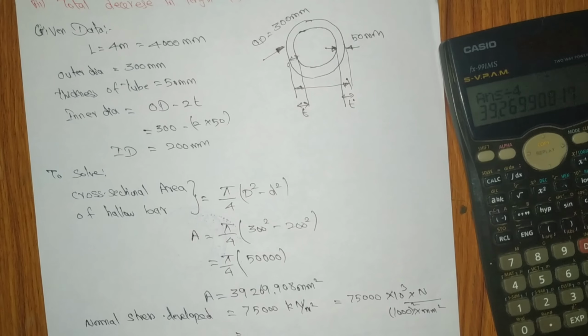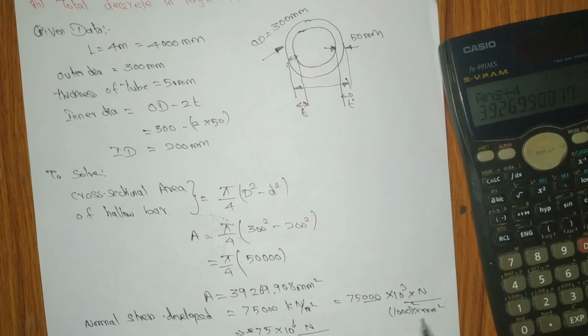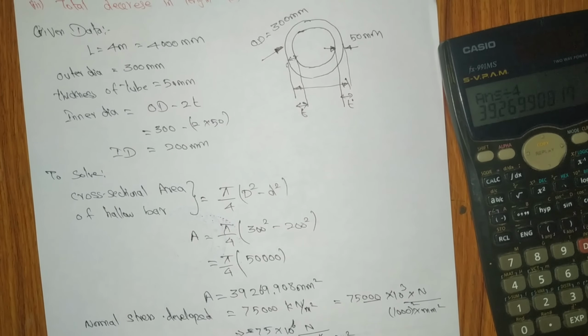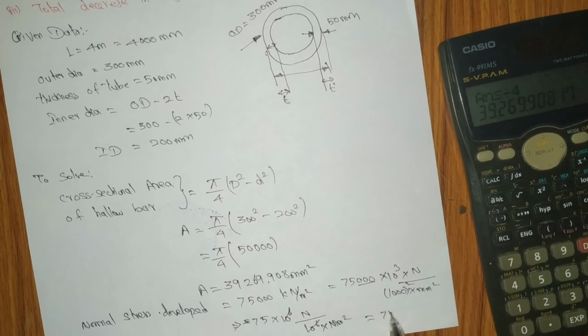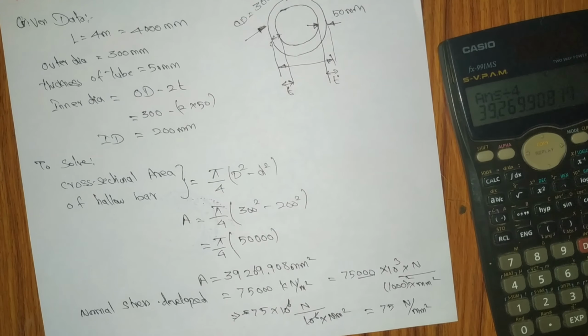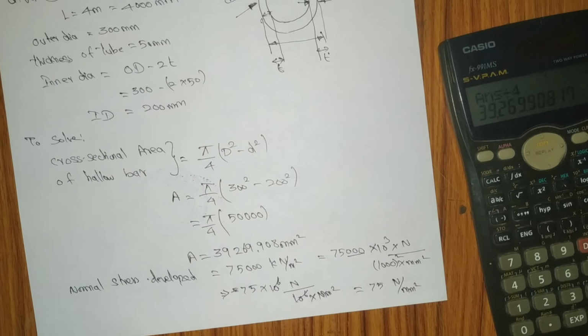So we will rearrange this equation as 75 into 10 to the power of 3 into 10 to the power of 6 Newton, divided by 10 to the power of 6 into mm square. So this will cancel. So stress is 75 Newton per mm square. We change it as mm square.